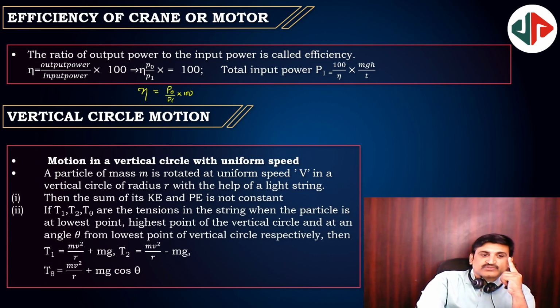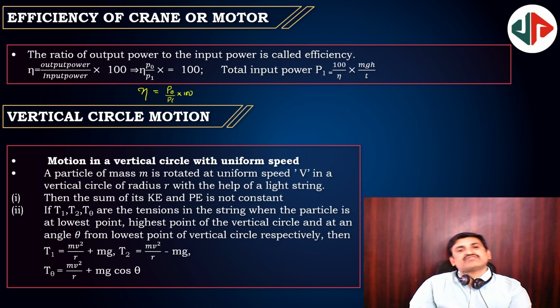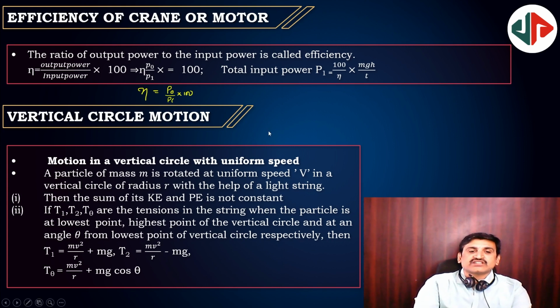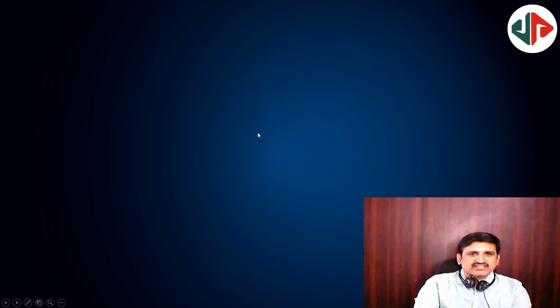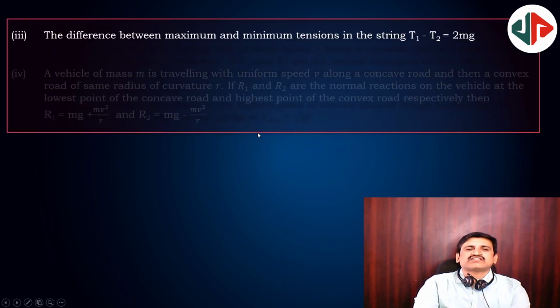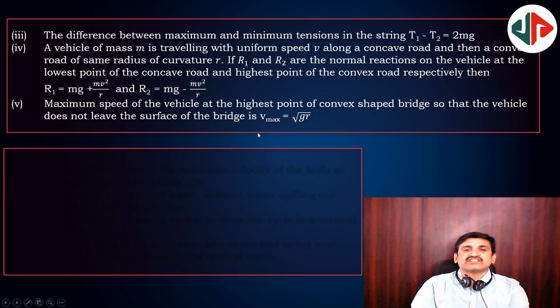Tension at the highest position is mv square by r minus mg. And tension at any random position is mv square by r plus mg cos theta. And v1 is the velocity at the lowest position, v2 is the velocity at the highest position. Difference of tension is 2 mg. And 6 mg is for only the critical circle, dear. This is for any circle, a different circle.